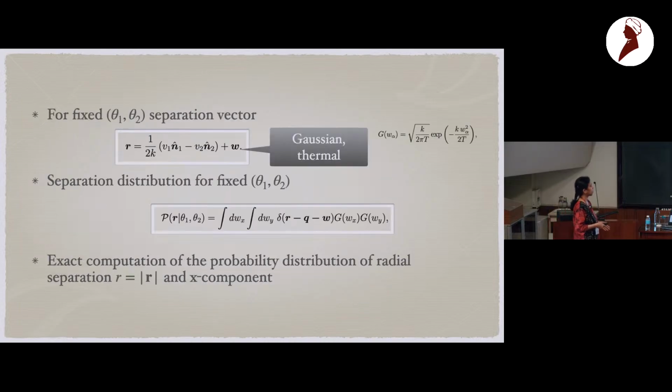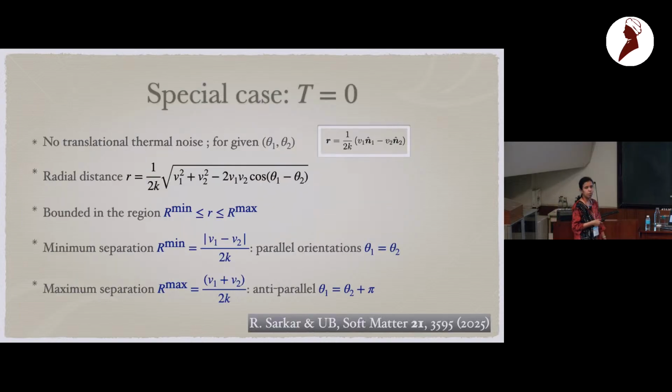If we keep theta 1 and theta 2 fixed, the separation vector is given by this form. So N1 and N2 are now fixed vectors. This is the noise coming from the temperature, and it is a thermal noise, so it's Gaussian. So we can actually compute the distribution exactly. Let's first take a special case where there is no thermal noise at all. Then these particles are just deterministically evolving, theta 1 and theta 2 are fixed, so they go to a deterministically fixed value of R for a given theta 1 and theta 2 that we can easily calculate.